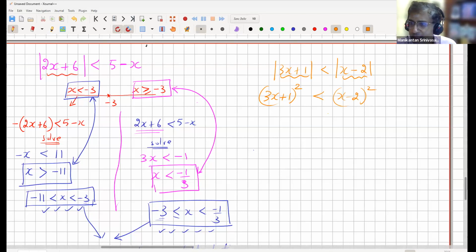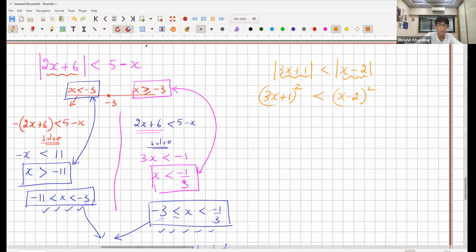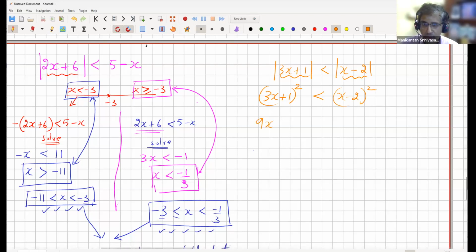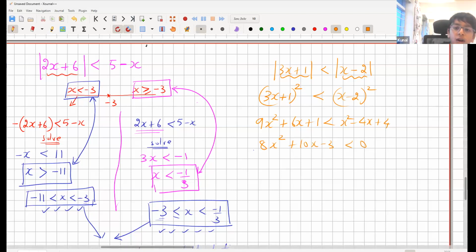Does it make sense? Everyone, Dishit, you're okay on this? Both are equivalent. And now I can convert this to a quadratic and solve. We'll go into quadratics shortly. But let's say 9x square plus 6x plus 1 is less than x square minus 4x plus 4. I'll bring everything to one side: 8x square plus 10x minus 3 is less than 0.